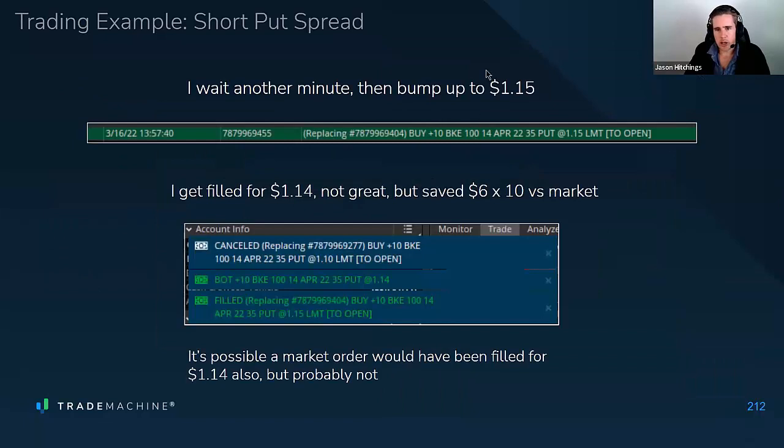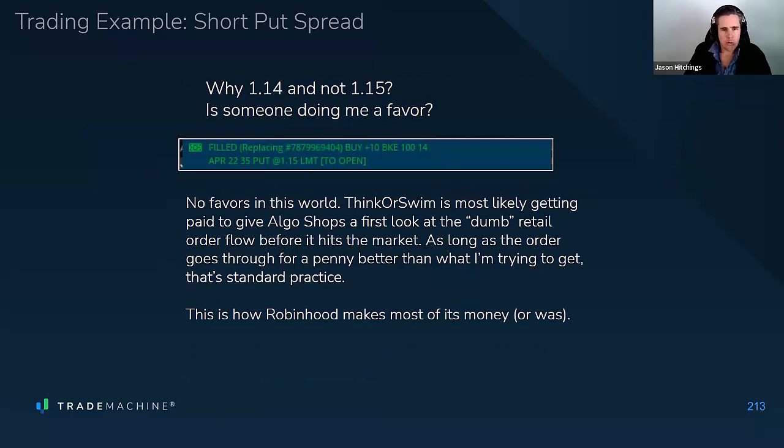So it's interesting that I said I'm willing to pay 115, but I was able to buy it at 114. Why is that? Did someone out there magically do me a favor? Did Thinkorswim say, hey kid, here's a penny on us per share? No, there's no one doing you any favors in the world of finance. So almost certainly what happens is that Thinkorswim is letting algo shops have a first look at my trades. So they're saying, hey, this person wants to buy something for 115. If you can give him any price better, even a penny better, you can take the trade and we won't even send it to the market.